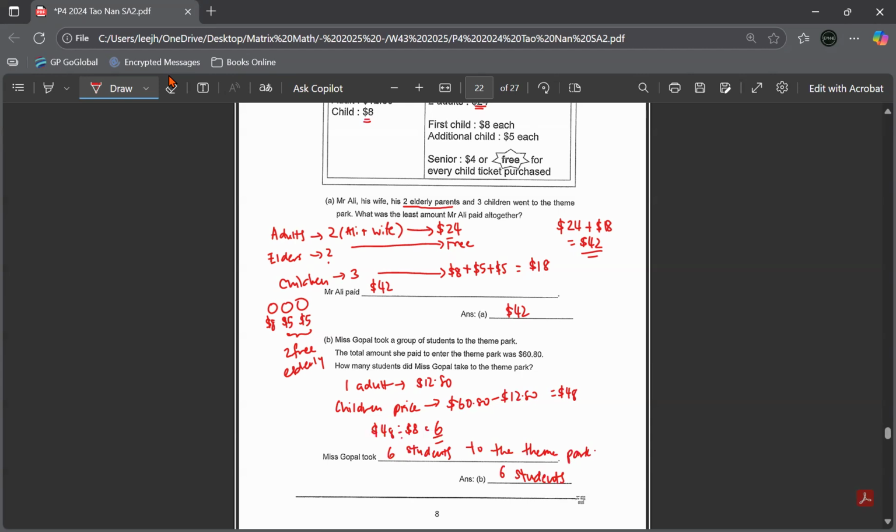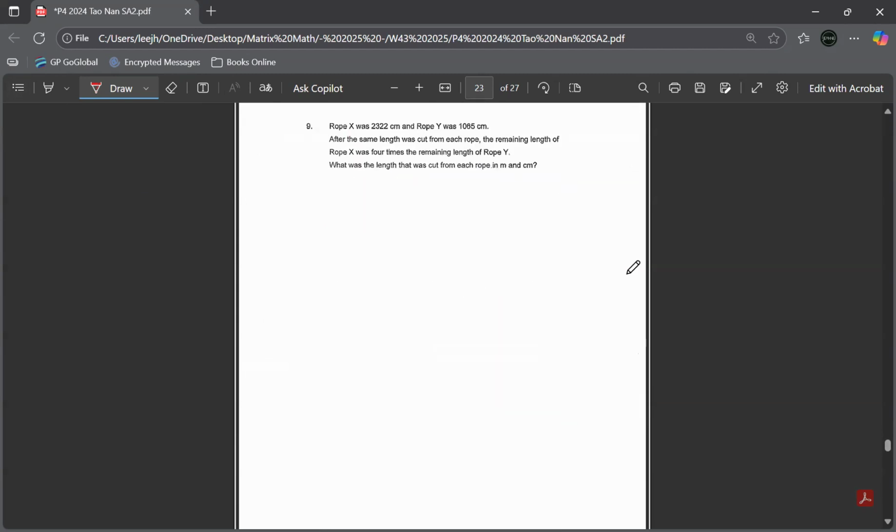Okay. Now let's look at question number 9. I think never mind lah. Can just like that can see. Okay. Rope X was 2,322 cm and rope Y was 1,065 cm. After the same length was cut from each rope, the remaining length of X was 4 times the remaining length of Y. What was the length that was cut off from each rope? So you know that the change is not given. We only know they cut off the same. So it's unchanged. It is a BCA model.